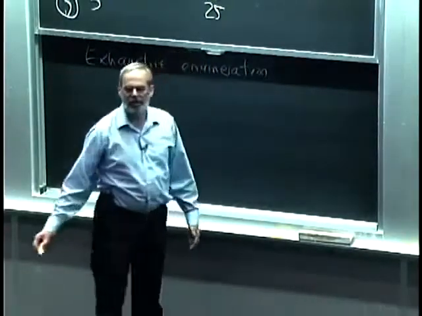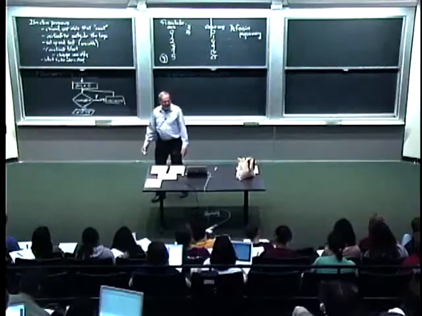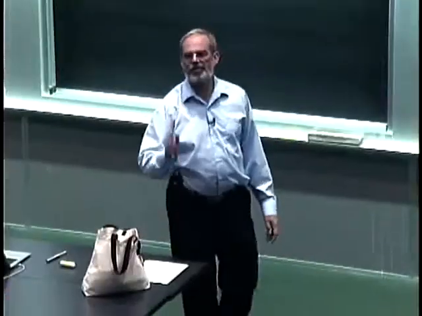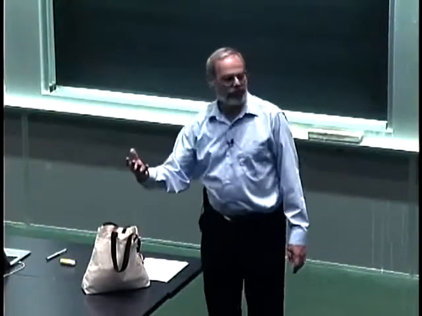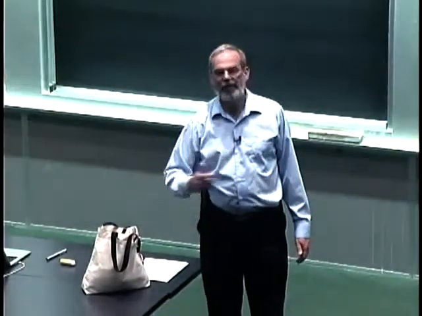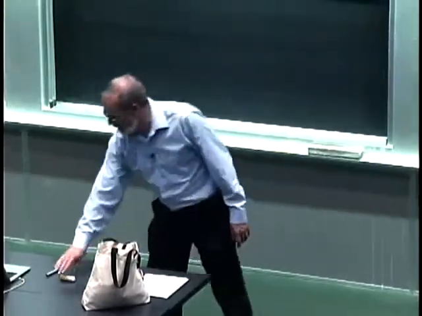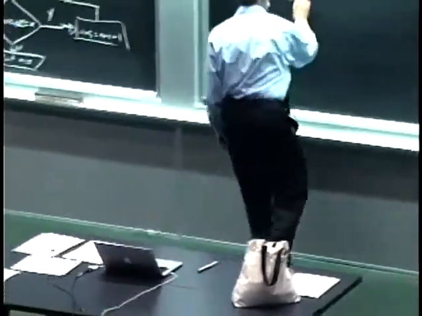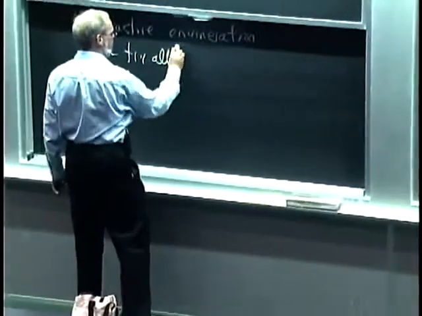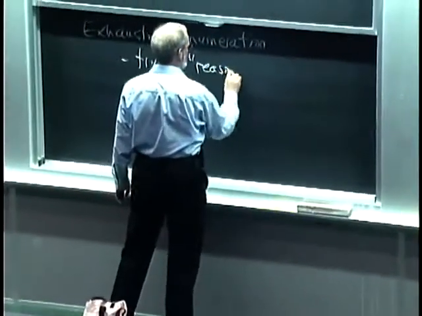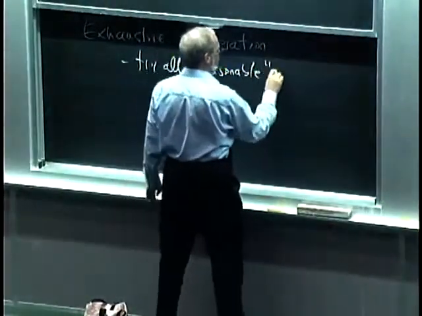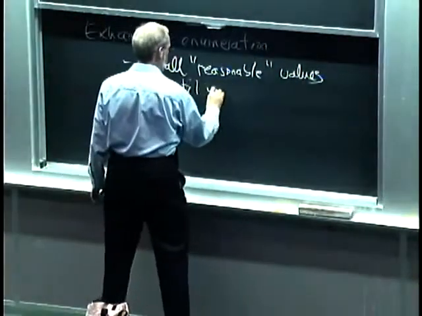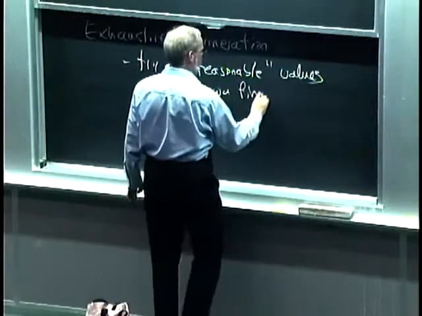Often referred to as exhaustive enumeration. What does that mean? It says I'm literally walking through all possible values of some parameter, some element of the computation, testing everything until I find the right answer. Right, so it's, again, I can even write that down. It's essentially saying try all reasonable values until you find the solution.